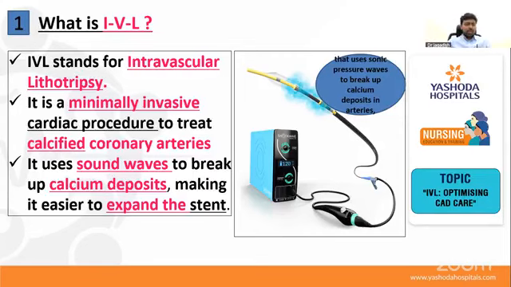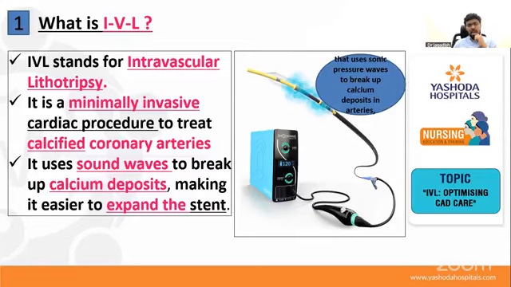Once the angiogram is done, during the angiogram we'll be able to see the calcified chunks in the coronary artery. If the calcium is very heavy, then we use one of the imaging modalities like IVUS and OCT. Based on this imaging, we suggest intravascular lithotripsy to our patients.